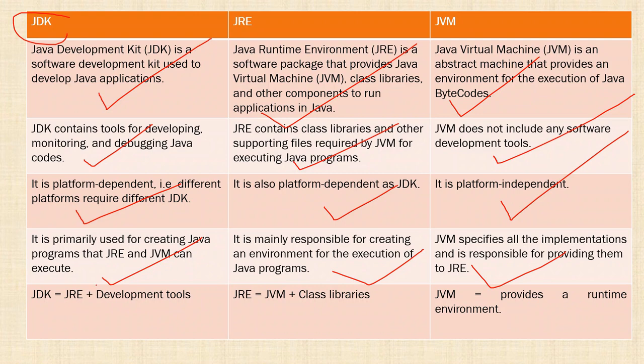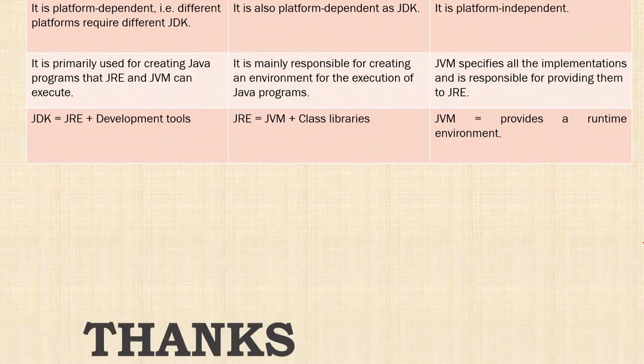JDK equals JRE plus development kit, and JRE equals JVM plus class libraries. All the class libraries will be there, plus the JVM, and the JVM equals the provided runtime environment for your Java application. So these are the differences between the JDK, JRE, and JVM. I think you understood everything.